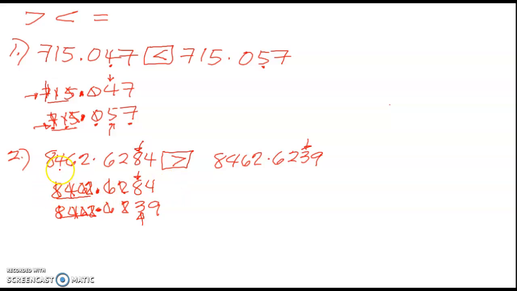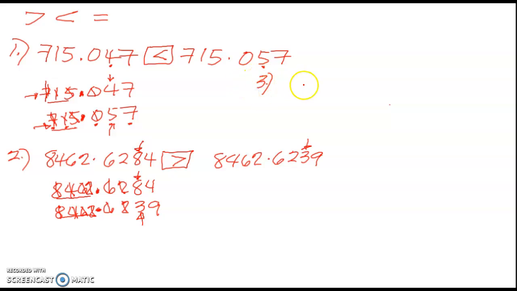Okay, so 8,462 and 6,284 ten thousandths is greater than 8,462 and 6,239 ten thousandths. Okay, so greater than. So another example that I will give you.